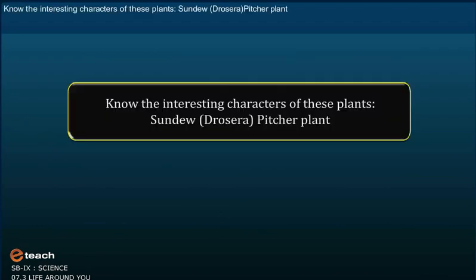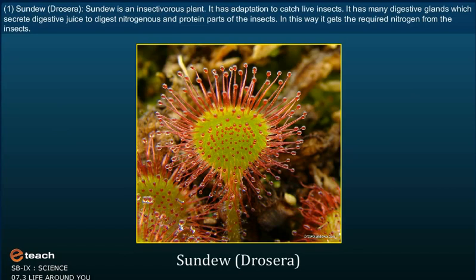Activity. Now the interesting characters of these plants. Sundew, Drosera. Pitcher plant. Sundew is an insectivorous plant. It has adaptation to catch live insects. It has many digestive glands which secrete digestive juice to digest nitrogenous and protein parts of the insects. In this way, it gets the required nitrogen from the insects.